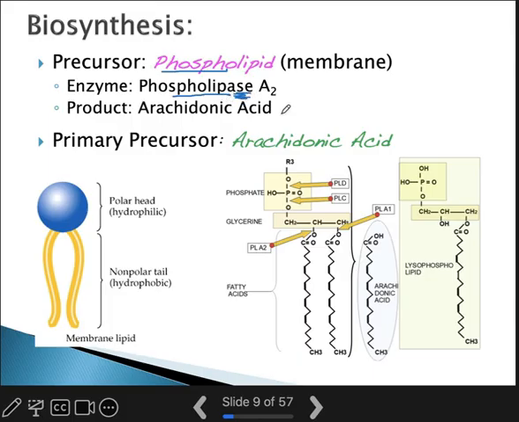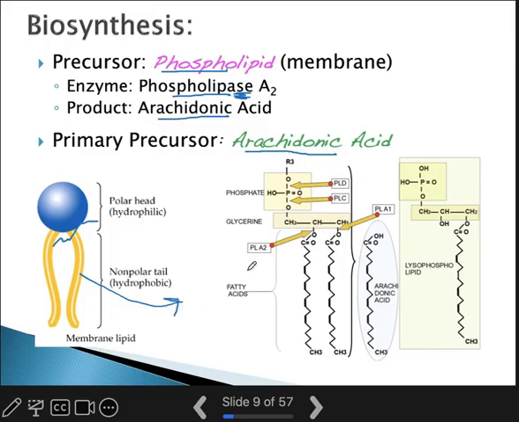And the product of this is going to be a molecule called arachidonic acid. So that's the primary precursor for our prostaglandins. So this is a nice drawing here of a classic phospholipid. So remember, you have the polar head group and the hydrocarbon tails. Phospholipase A2 is basically going to chop one of these guys off, and then this hydrocarbon tail will get modified into a variety of different prostaglandins.